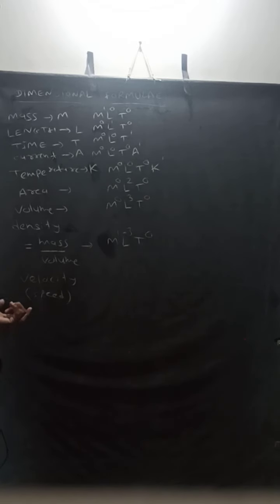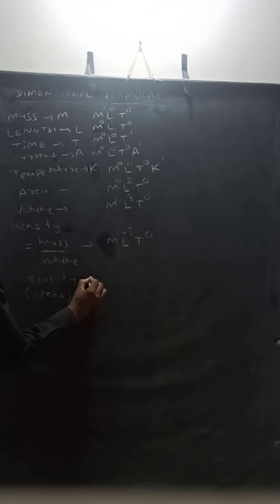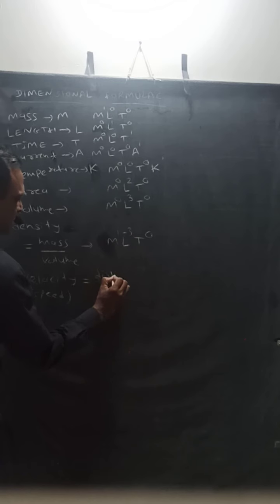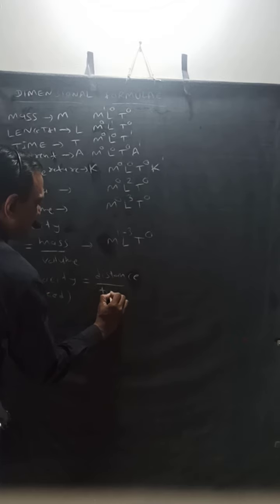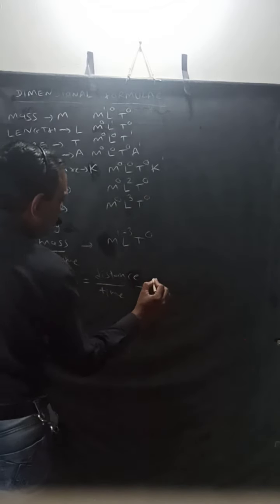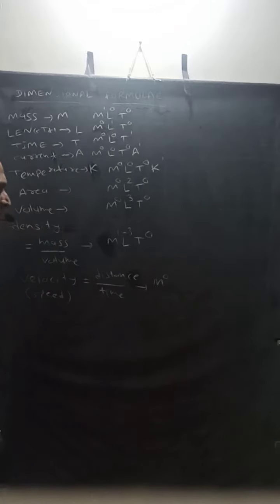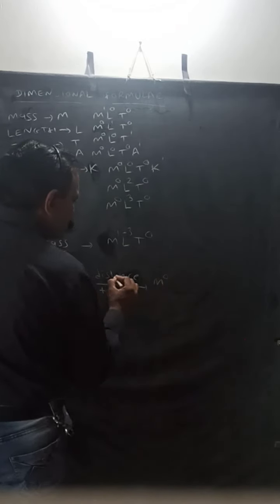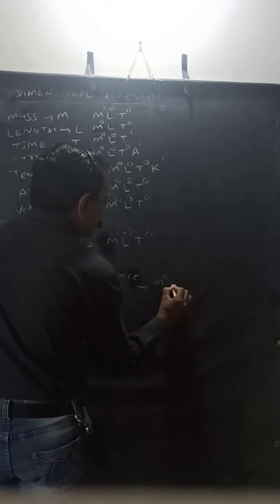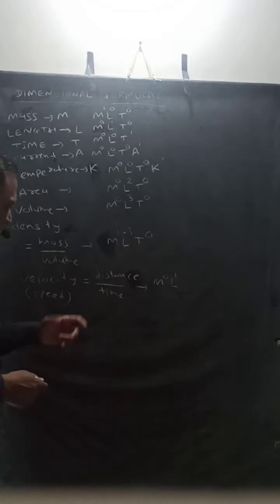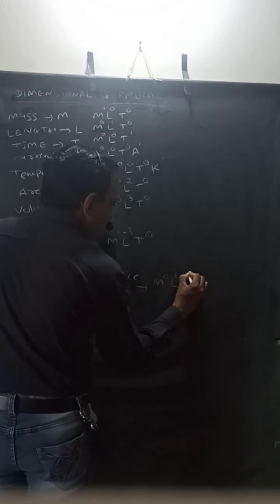Velocity is represented as distance divided by time, displacement divided by time. Simple, distance divided by time. So dimensional formula is what? There is no mass, kilogram, M0. Distance and length are the same dimension, L1. Time is T1, now T minus 1. Velocity, then after acceleration.